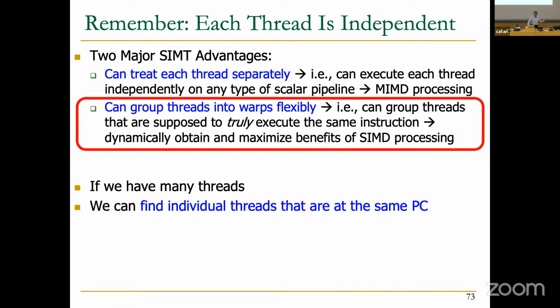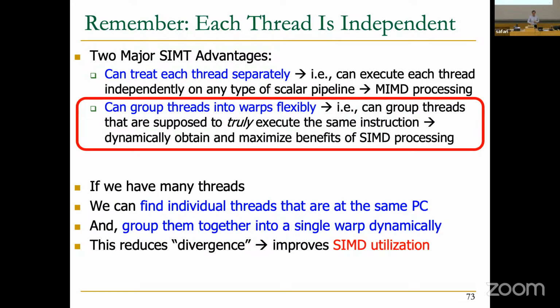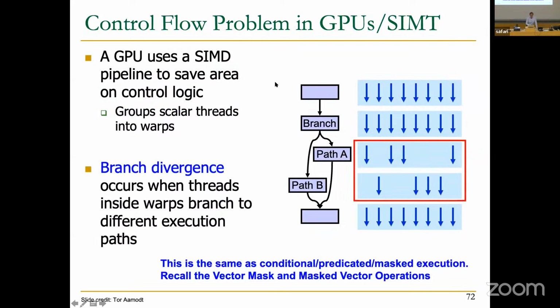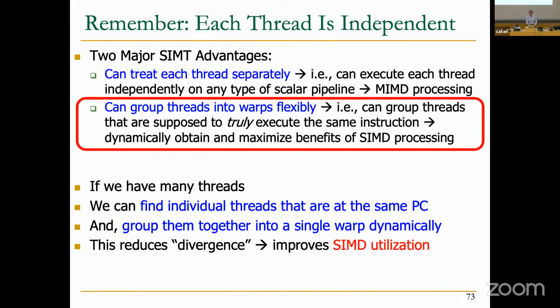So if you have many threads, you can find individual threads that are at the same PC. You need some hardware support to do that, and group them together into a single warp dynamically. This reduces divergence. In other words, it improves SIMD utilization. So let's go back to the SIMD utilization. If you look over here, in this cycle, the SIMD utilization is 100%. All threads are executing this operation. Here it's 100%. Here it's 50% immediately. Here it's 50% also. Here it's 100%. So we want to actually have 100% all the time, ideally. If you have many threads, you can get closer to 100% by grouping threads together.